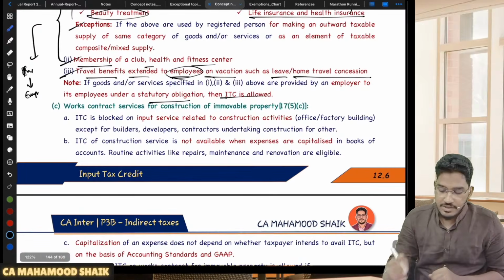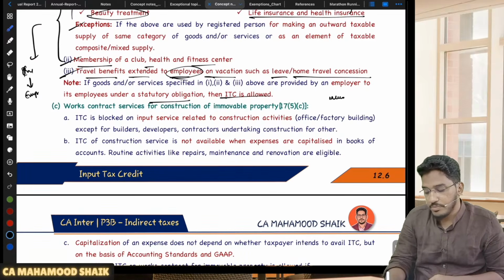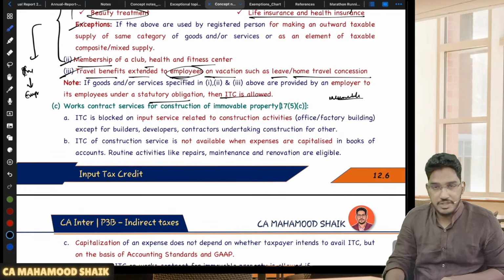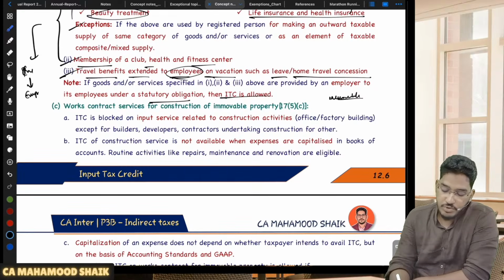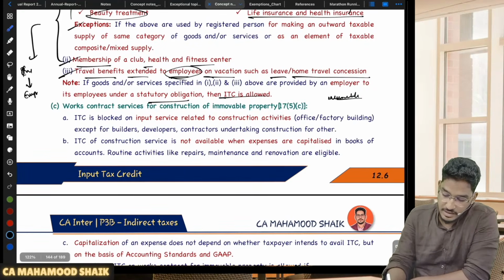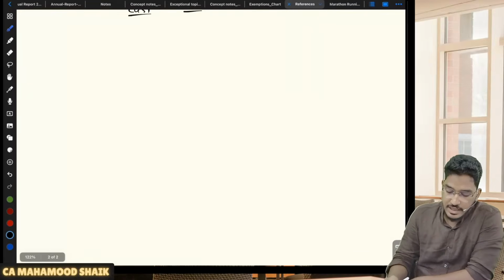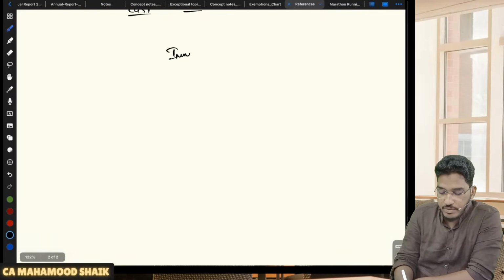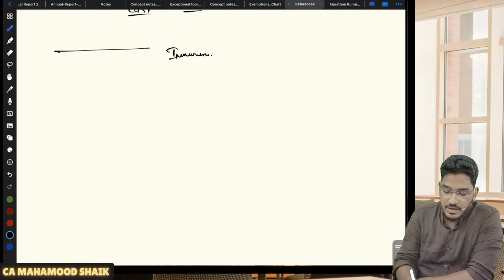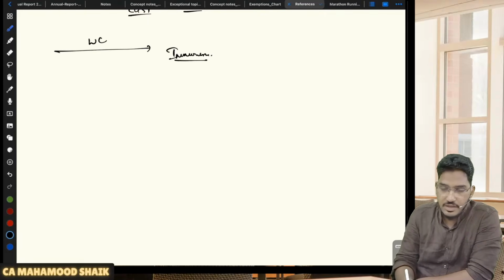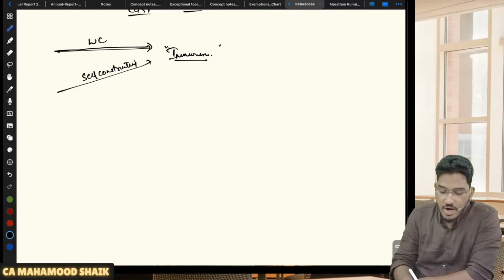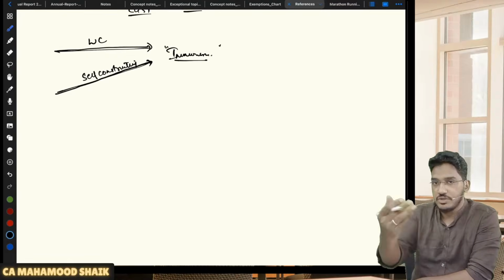Next one, we have some cases in relation to immovable property. We have some blocked credit in relation to immovable property. I will try to cover it in one single scenario. In case you are receiving some services in relation to immovable property, what kind of services? If you are receiving works contract services in relation to immovable property, or if you are doing self construction of immovable property.